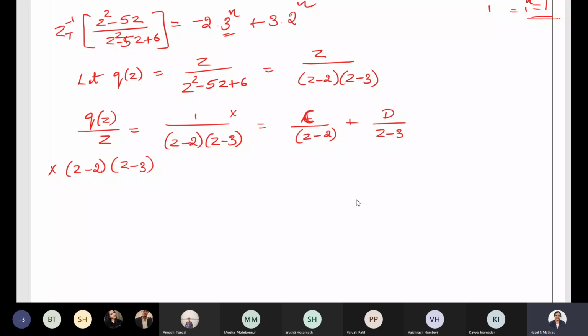What happens when you multiply by this term? The entire term gets cancelled. So 1 is equal to c into. Here also, when you multiply, z minus 2 and z minus 2 get cancelled.